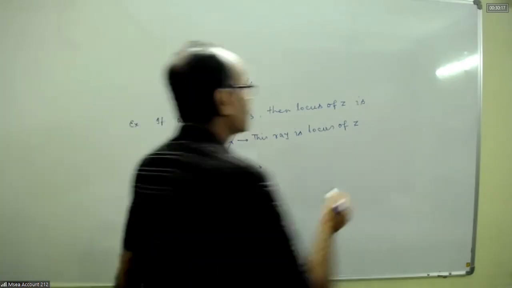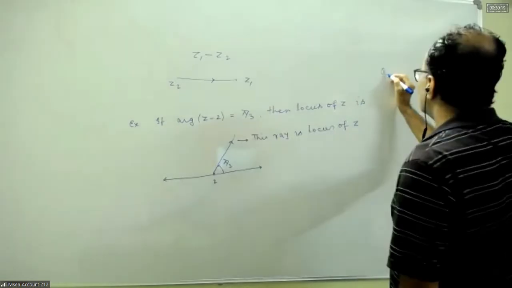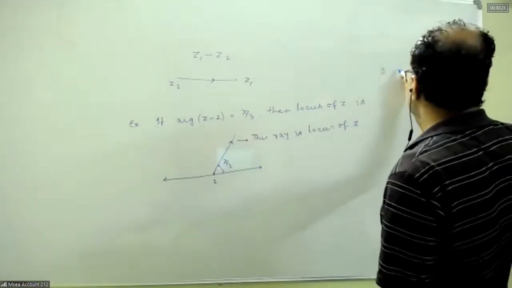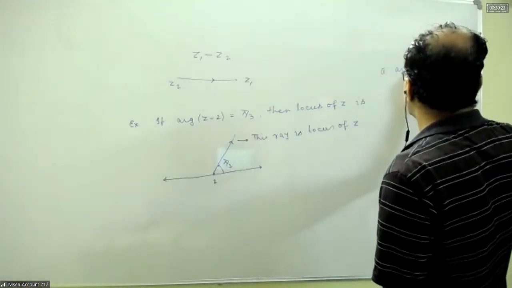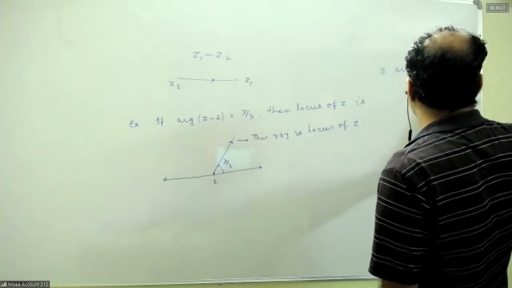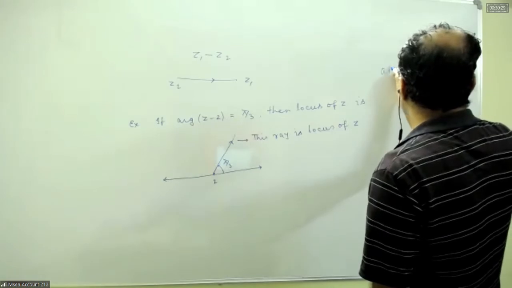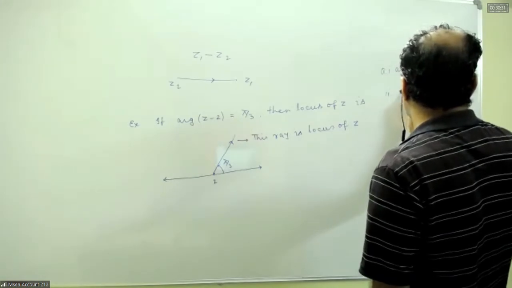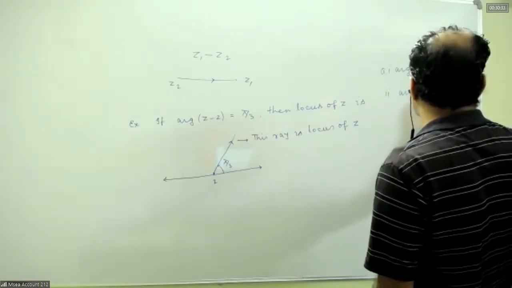Now do this question. Let Z be any complex number. Then argument of Z minus Z conjugate is how much? First bit, second bit. Argument of Z plus Z conjugate is how much?